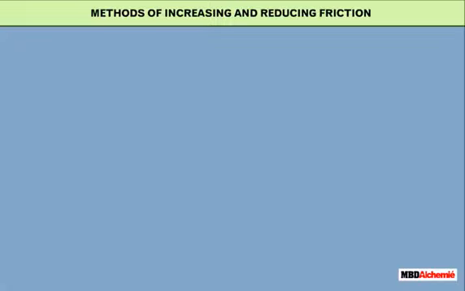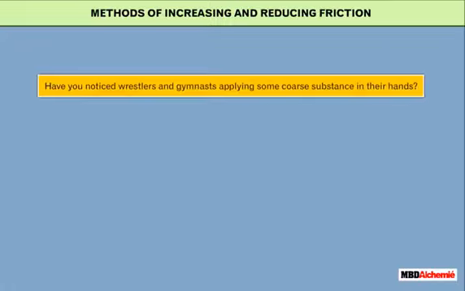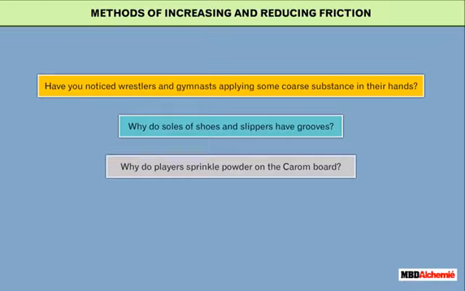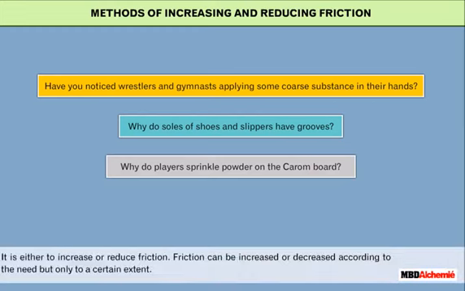Methods of increasing and reducing friction. Have you noticed wrestlers and gymnasts applying some coarse substance in their hands? Why do soles of shoes and slippers have grooves? Why do players sprinkle powder on the carom board? It is either to increase or reduce friction. Friction can be increased or decreased according to the need, but only to a certain extent.